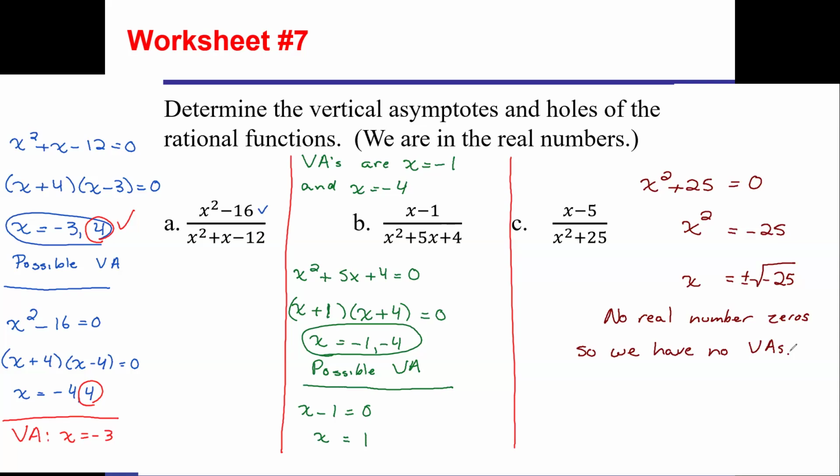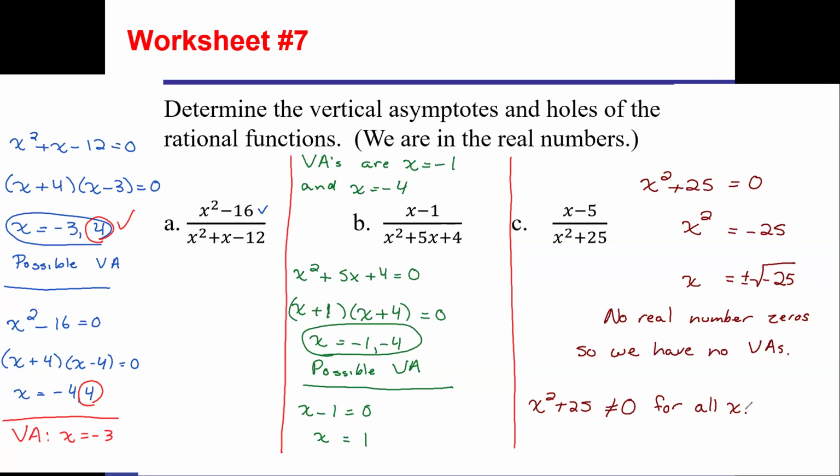Sometimes you just don't have vertical asymptotes because what you have on the bottom cannot ever equal 0. So this can never be 0. So x squared plus 25 cannot be 0. It doesn't matter what x is, there's nothing I could put in that when I square it comes out to a negative number in the real numbers.